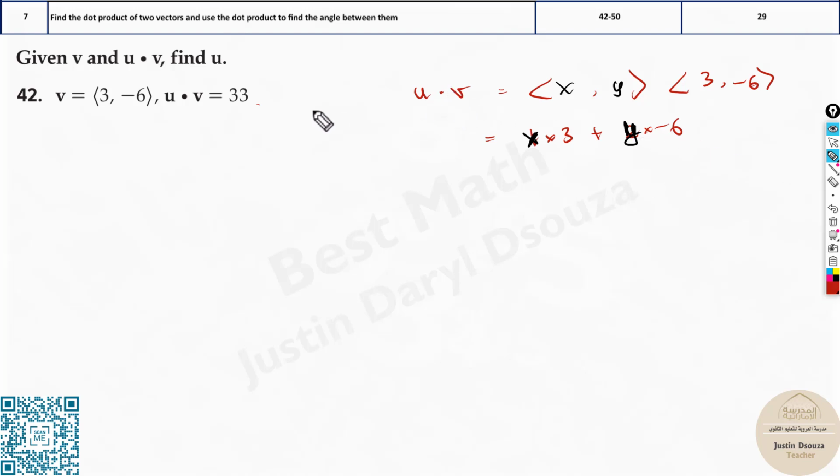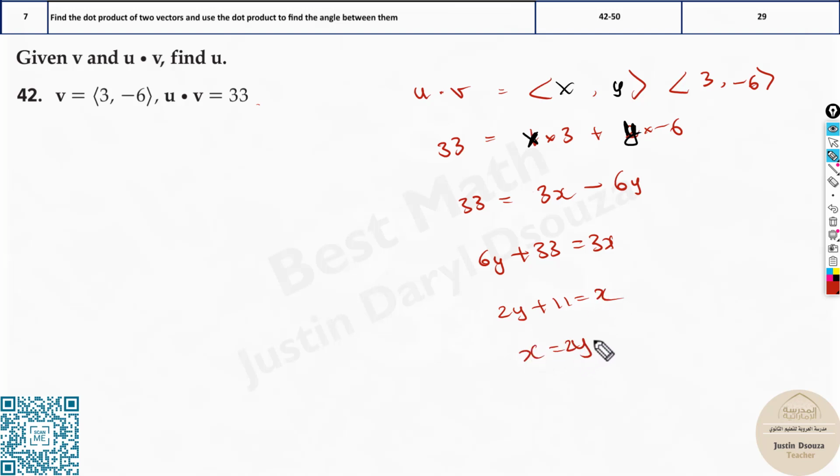What is the answer for the dot product? It's already given as 33, right? So I can simplify this and write 33 is equal to 3x plus, sorry, it's minus 6y. Now it is up to you. You can rearrange and write either x in terms of y or y in terms of x. Up to you. So I'll just take this to the other side. It'll be 6y plus 33 is equal to 3x, and divide throughout by 3. It'll be 2y plus 11 is equal to x. So x is equal to 2y plus 11.